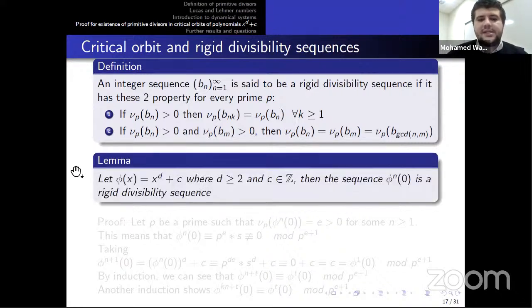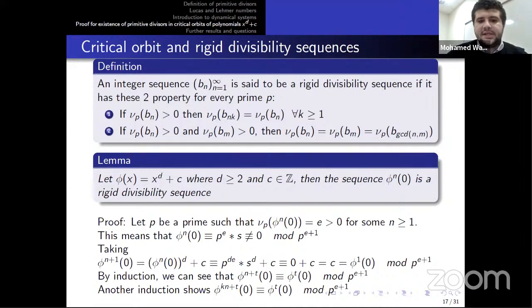So with that, first we have a lemma that our critical orbit for these functions is a rigid divisibility sequence. So the proof: first, let's check its properties. Assuming that the valuation of phi n of 0 at P is equal to E, which is greater than 0, for some n greater than or equal to 1. This means that if we write it mod P power E plus 1, it will not be 0, but it will be a multiple of P power E.